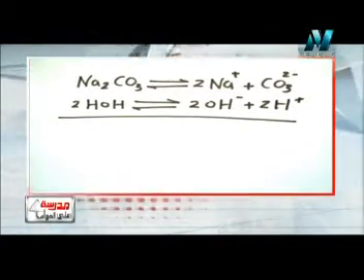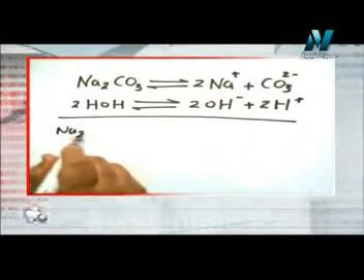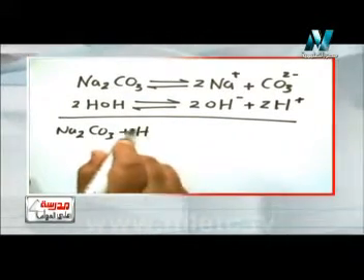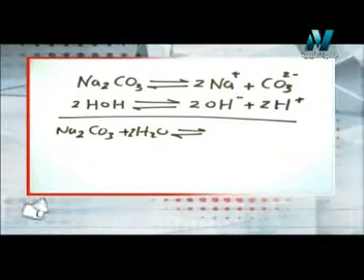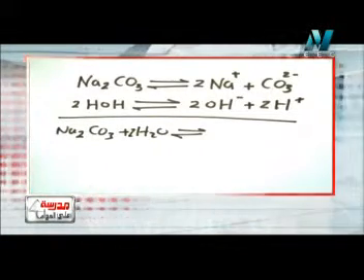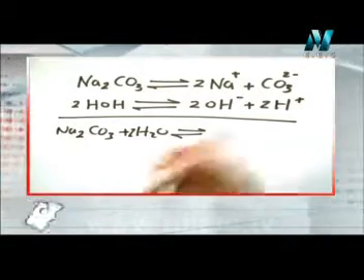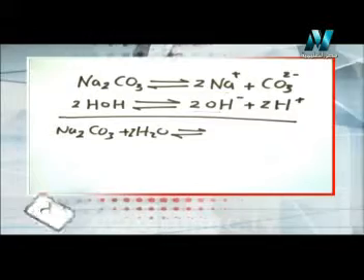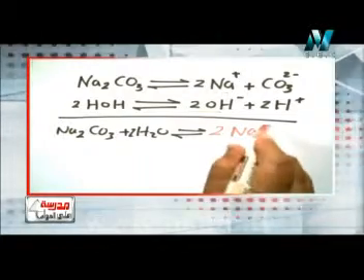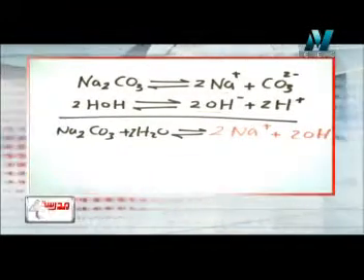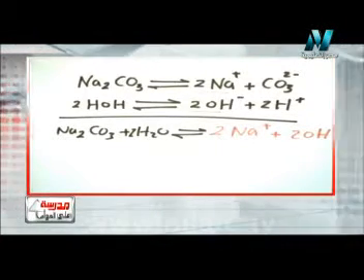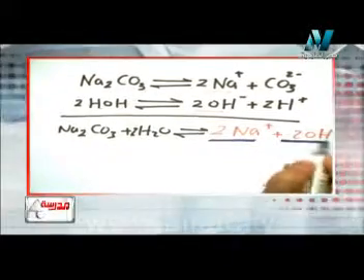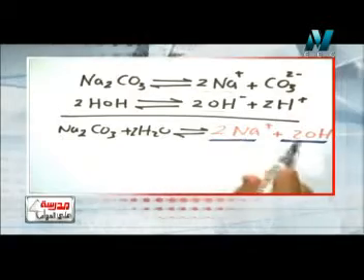The sum of the two equations: sodium carbonate Na2CO3 plus 2H2O gives sodium and hydroxide, 2NaOH. I said that sodium hydroxide is a strong base. Strong electrolyte means what? Strong electrolyte means it is completely ionized. So sodium hydroxide must be written as follows: 2Na positive plus 2OH negative. Again, sodium hydroxide is a strong electrolyte, must be written as completely ionized, 2Na positive plus 2OH negative.